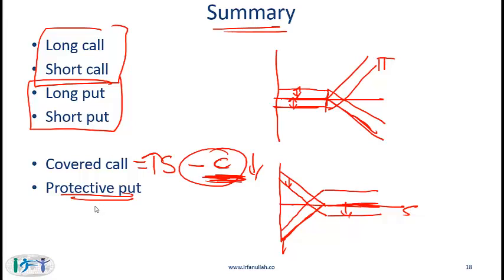A protective put is like an insurance policy, where we own the stock and we have a long put. So if the stock price goes up, that's great, because the put option is out of the money. All we lose is the amount that we pay for the put. So that's why it's like an insurance policy. When the stock price goes down, that insurance kicks in, because any losses that we make on the stock are balanced by the gain on the long put.